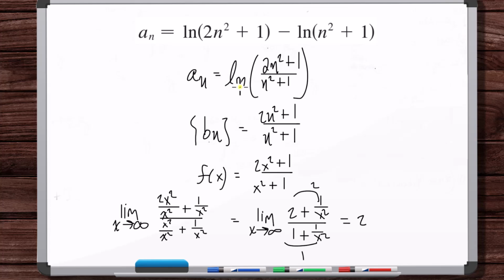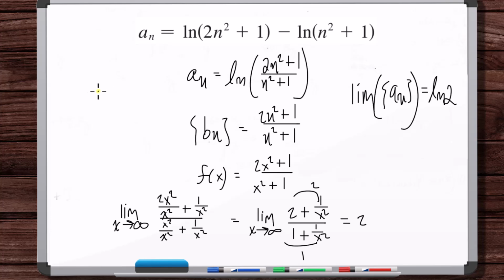Is the natural log continuous at 2? Yes. So that means that the limit of a sub n is just equal to that function, which is the natural log evaluated at 2. And that's the limit of this sequence. Now, we could have just replaced n with x and taken the limit as x goes to infinity of the natural log of this as a function of x, but there's different ways of looking at it.